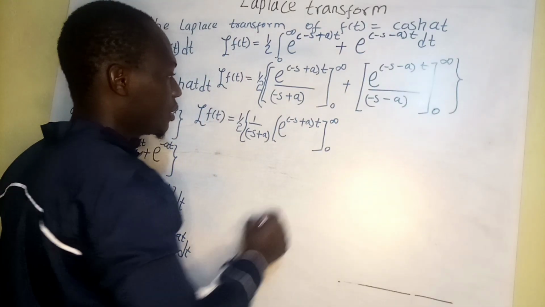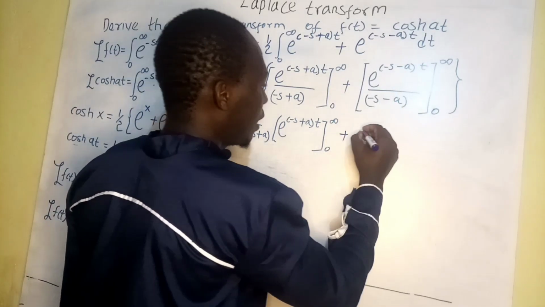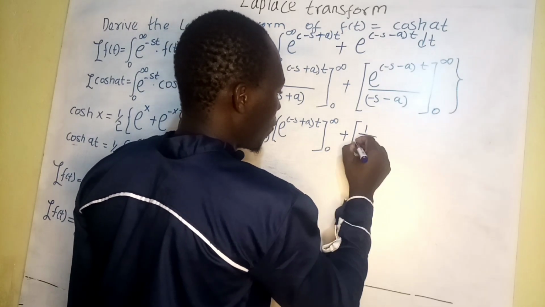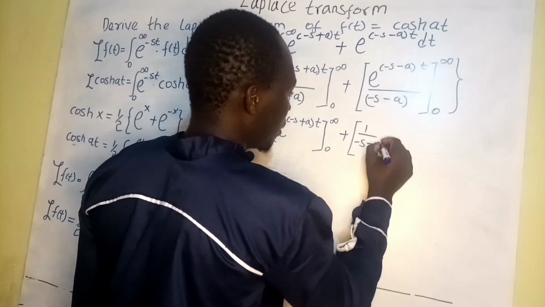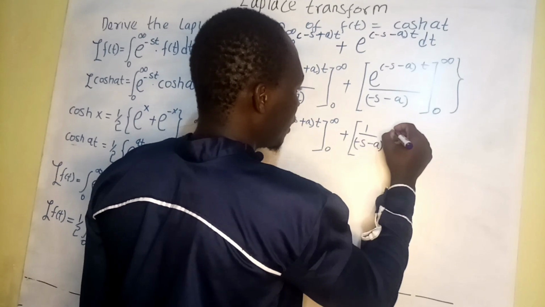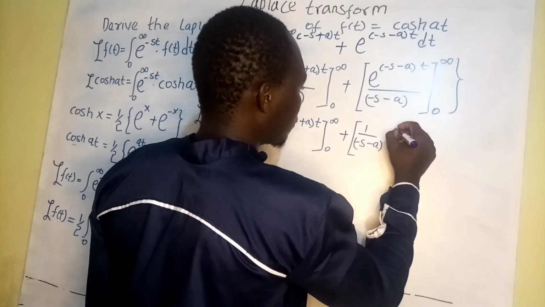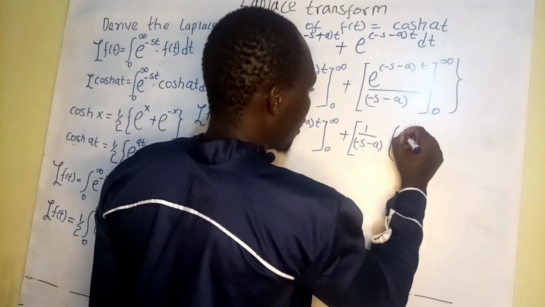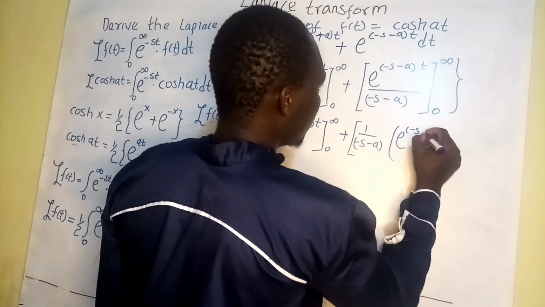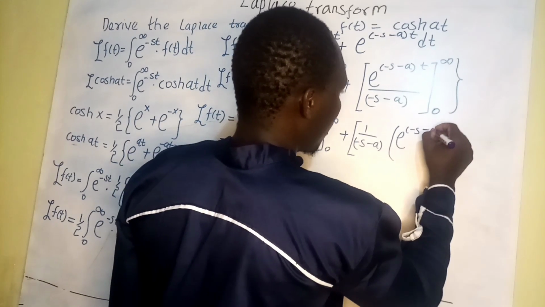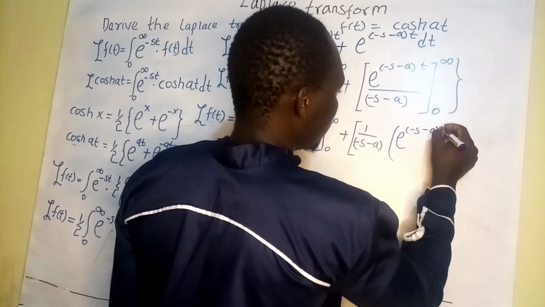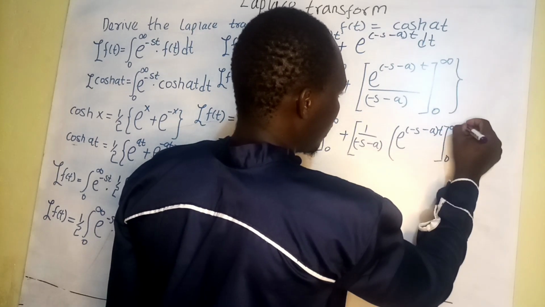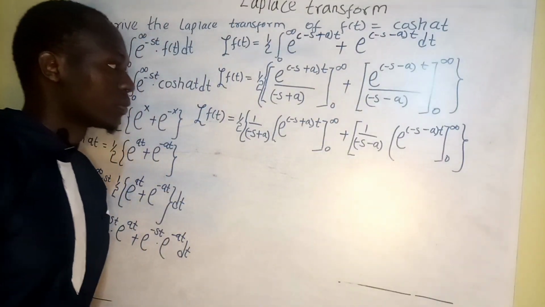Our limits we must insert. Here we are going to have negative s, we subtract from a, we come and multiply by exponential negative of s, we subtract from a, t, we have there our limits.